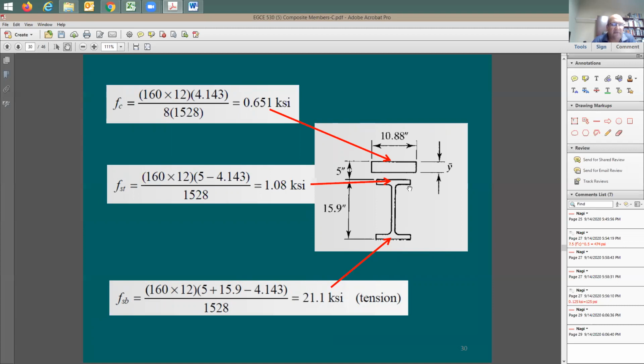So conclusion out of this example, there is a way of determining the stresses when you have this elastic distribution of the stresses to find out the stress at any location within the beam depth, including the concrete section above it.